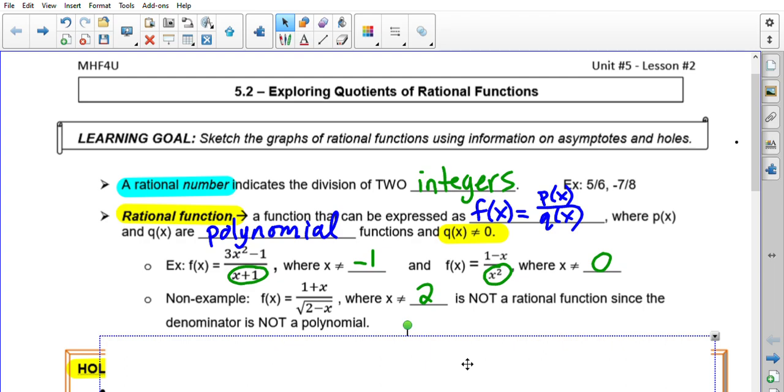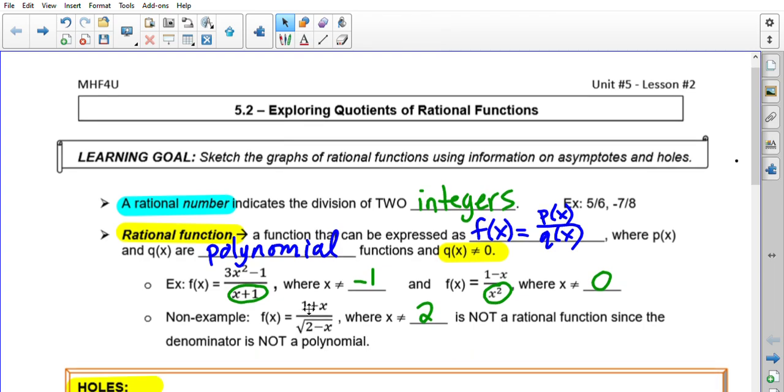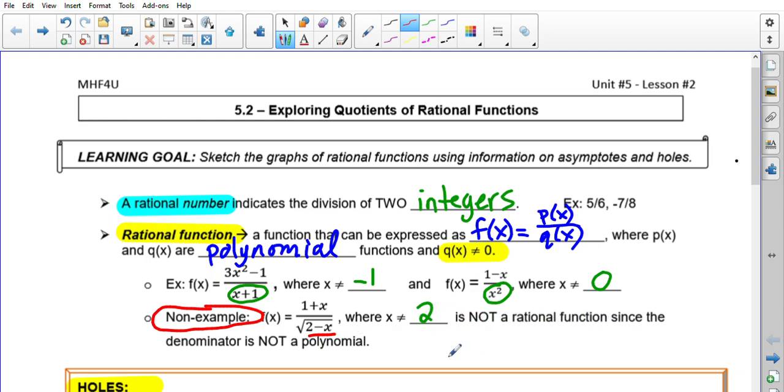All right, this non-example here, this is not a rational function. So notice here, I'm going to kind of circle this. Okay, so this is a non-example. And it's a non-example of a rational function because even though there's a polynomial in the numerator, the denominator is not a polynomial function. That is a transformed square root function. Okay? So even though this function does have a restriction, right? We know the denominator cannot equal 2, right? That would make this equal to 0. It is still not rational. Okay, so just make sure you're looking out for that.